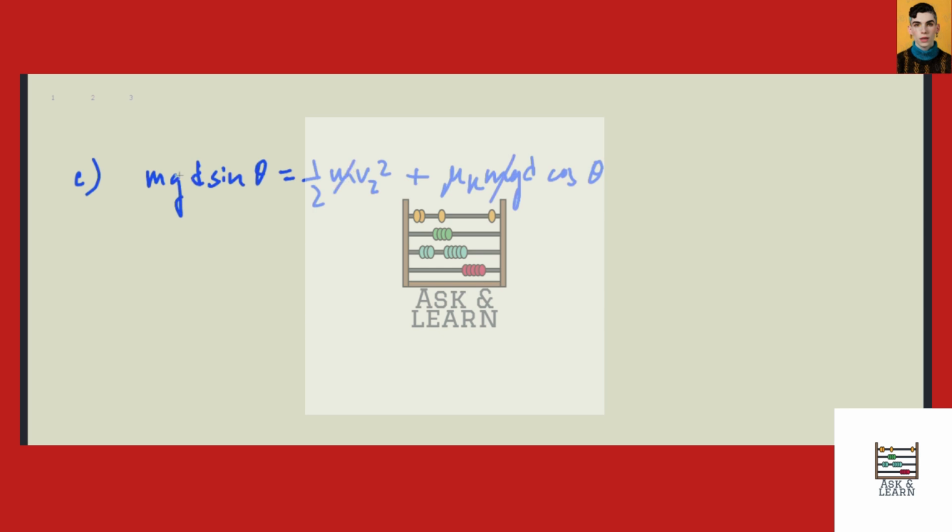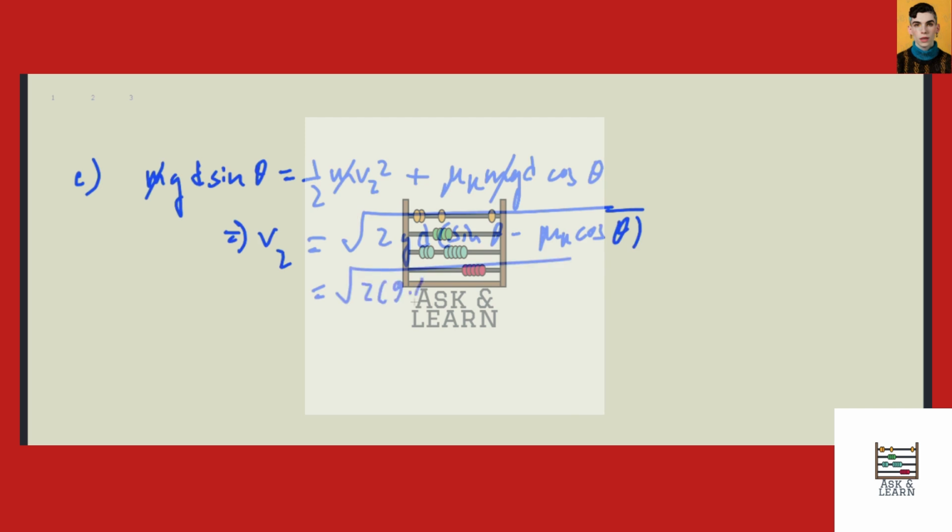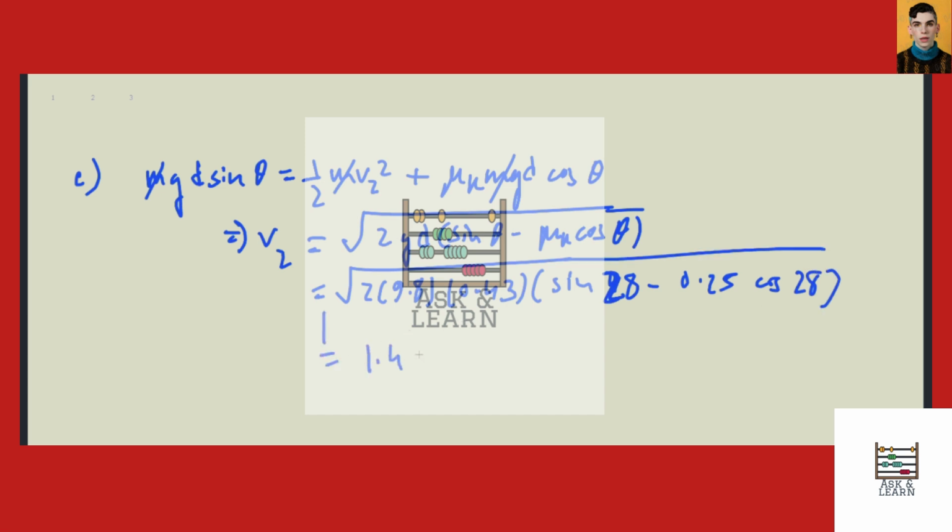So obviously the m's cancel, and v2 is just the square root of 2gd times sine theta minus mu k cosine theta. So plugging in values, you have 2 times 9.8 times 0.43, as we found in part A, times sine 28 minus 0.25 cosine 28, giving us a velocity of 1.4 meters per second.